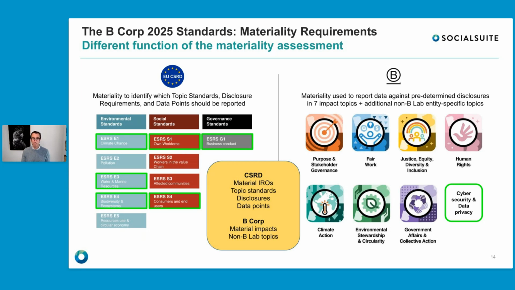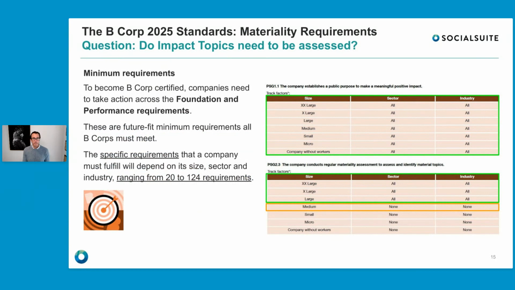Now that's a lot, but what could that mean? It could mean that you've worked out you're having impacts around data privacy or cybersecurity. If you work that out, that means you'll also have to report that under B Lab. And we'll look at that in a moment, what that looks like. So what B Lab does, it gives you the minimum requirements to be certified through their foundation and performance requirements. And like I said, the specific requirements you need to report on are not coming out of the materiality assessment. That is already determined by B Lab. And that can range from 20 to 124 requirements.